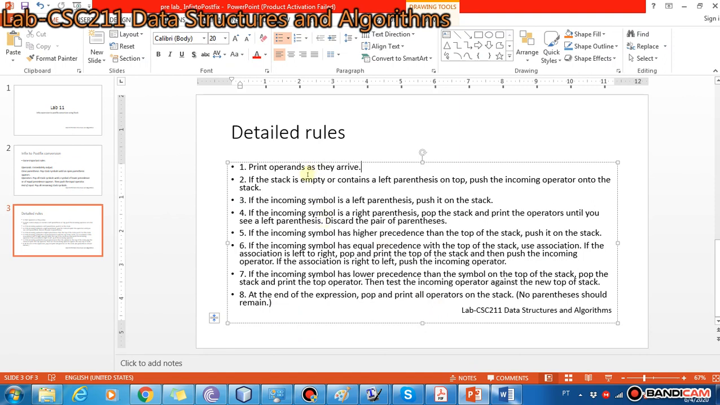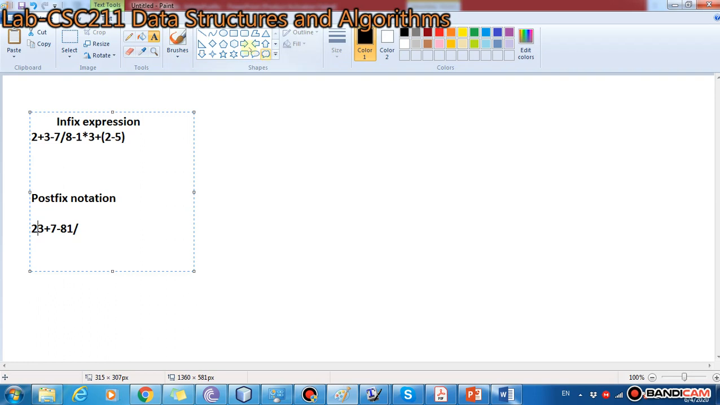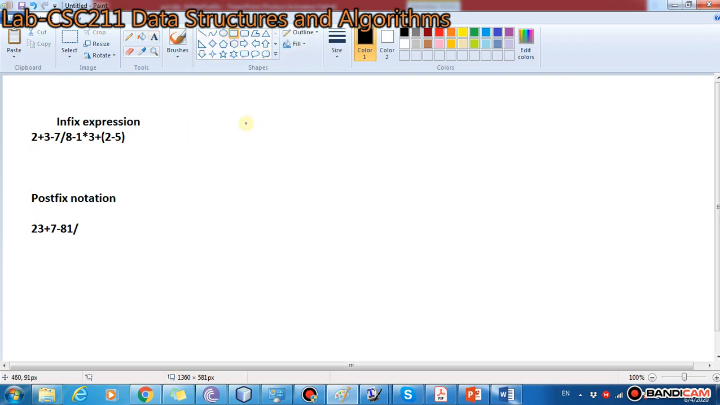For the operands, the action is straightforward: you bring them to the output string. Now, if the stack is empty or contains a left parenthesis on top, push the incoming operator onto the stack. For example, here, let me make a stack as well, so that we have a fuller mechanism going on. Let's suppose this is our stack.